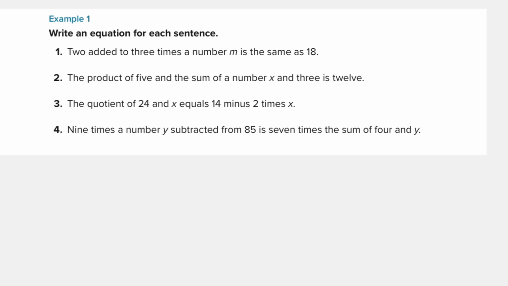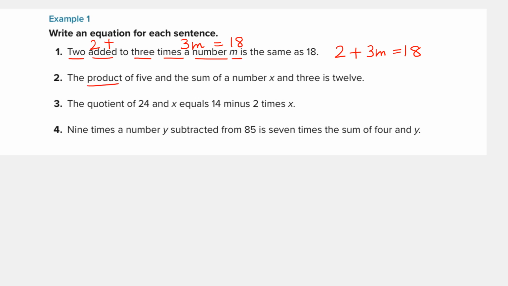Okay, so let's solve these questions. 2 added, added means plus, to 3 times a number m. 3 times a number means multiplied, so 3m. So 2 added to 3 times a number m is the same as 18. So to convert this sentence to an equation, it will be 2 plus 3m equal to 18.